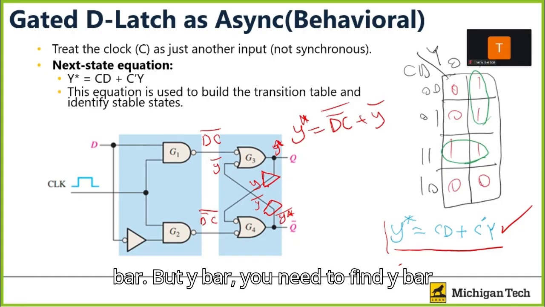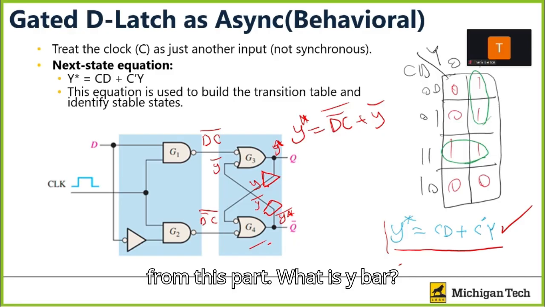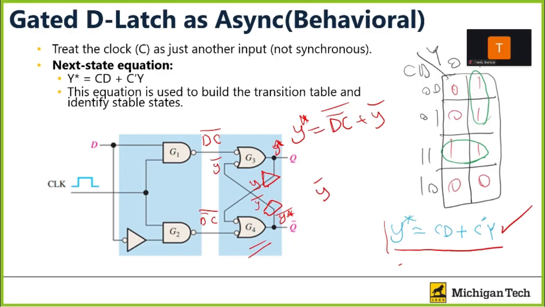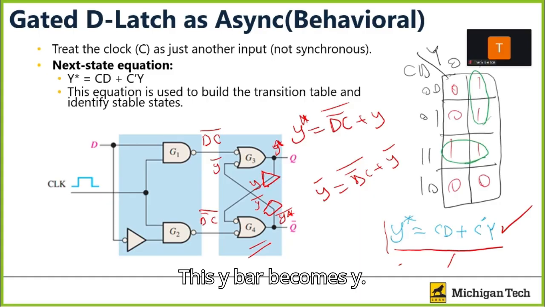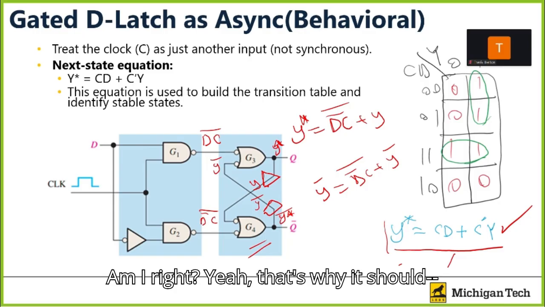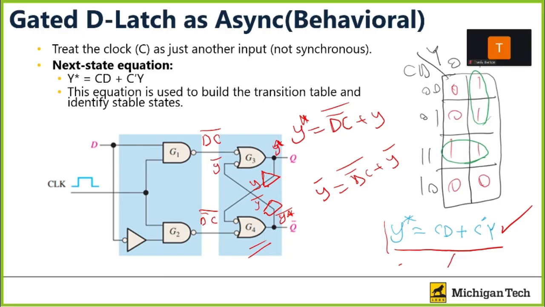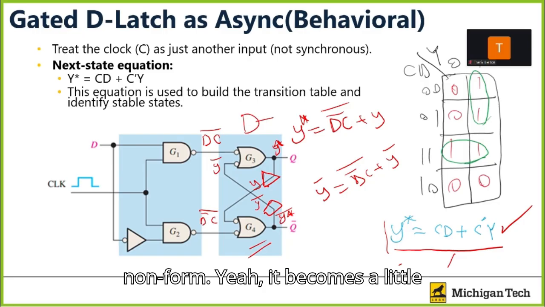But y bar, you need to find y bar from this part. What is y bar? Y bar is equal to D bar C bar plus y bar. Oh, this y bar becomes y actually. This y bar becomes y. Am I right? Yeah, that's why it's better to write it as a NAND form. Yeah, it becomes a little complicated.